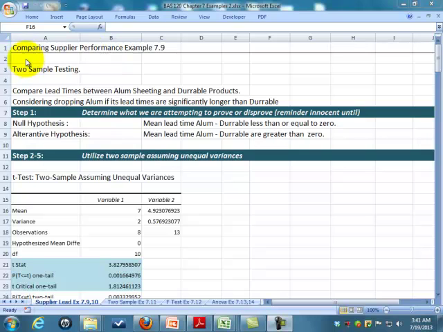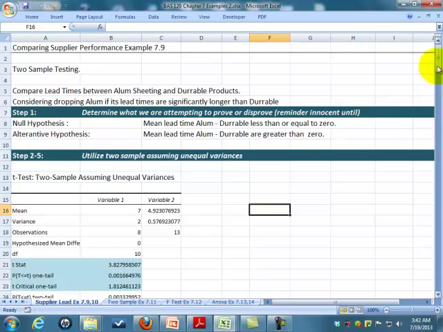Today we're going to go through example 7.9, comparing two supplier performances. So here you'll notice now we have two samples. Up until now we've been working primarily with one sample, comparing that sample to the overall population and seeing what happened. Now we're trying to compare two different suppliers, aluminum, steel, and durable products.